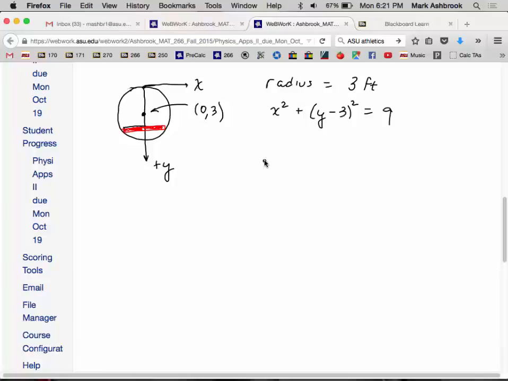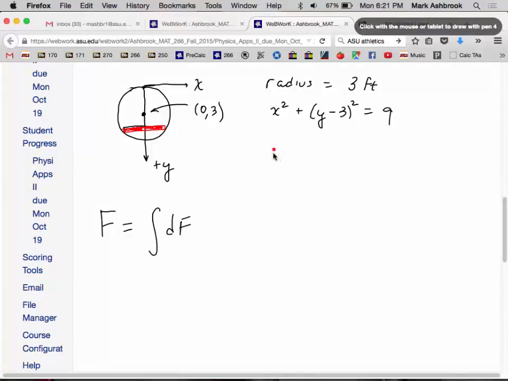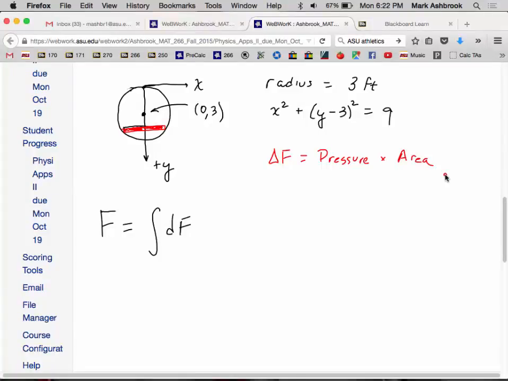And we know that if we want the total force, how are we going to find the total force? Sum up lots of little bits of force. That's how we're going to get the total force. And every little bit of force is going to be pressure times area.